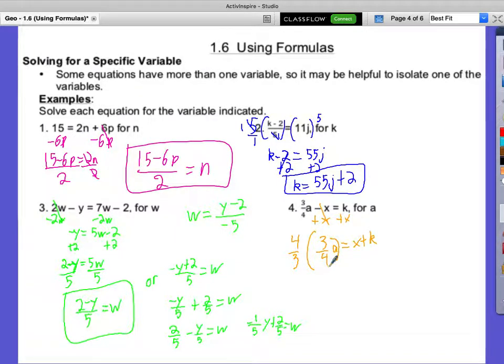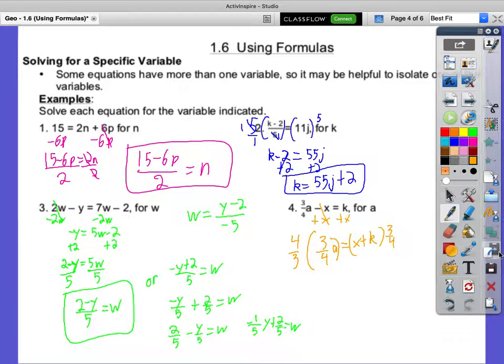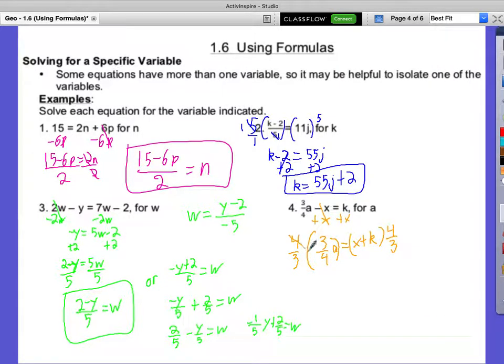When you divide by a fraction, you multiply by the reciprocal. Then we have to do it to this side as well. Excuse me, I wrote 3 over 4. It should be 4 over 3. So simplify, and we're left with a is equal to... You can write it a couple of different ways. 4/3 times x plus k is acceptable. You can do a is equal to 4 times x plus k over 3. You can do a is equal to 4x plus 4k over 3.